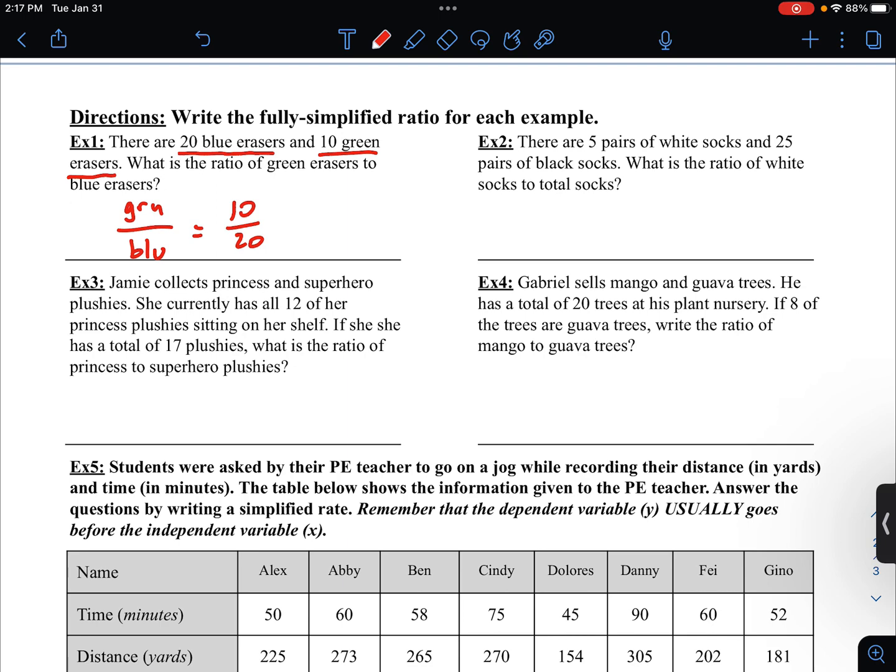But 10 to 20 can be simplified. I'm just going to divide the top and divide the bottom. Not by 2, but 2 does work. Divide by 10. And then you end up with 1 over 2. So that's just 1/2. 1 green, 2 blue.